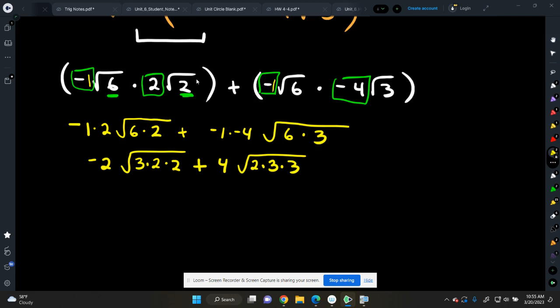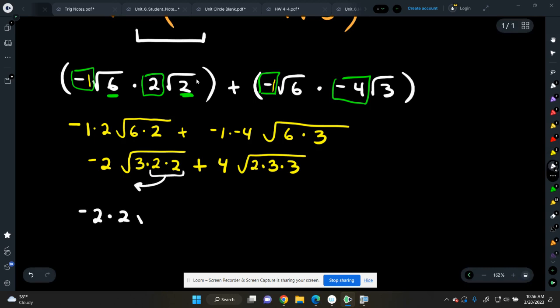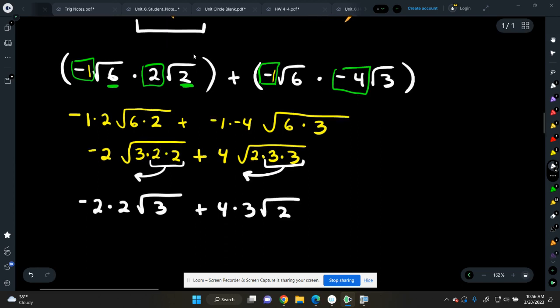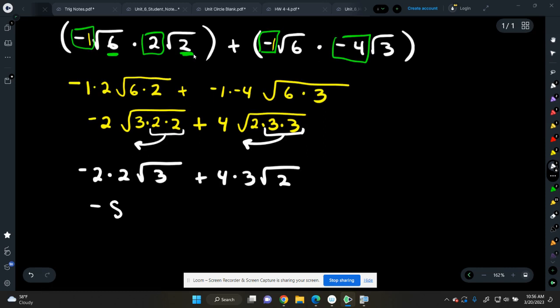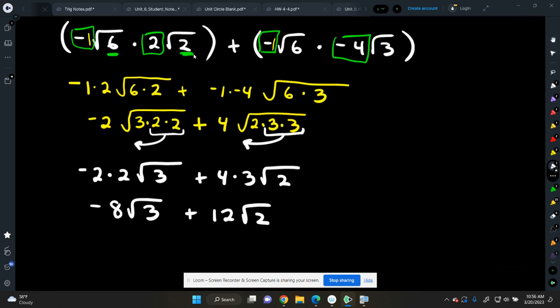All right, so what happens now? Bring the pairs out. 2's are going to come out. So I have negative 2 times 2, square root of 3 left inside. And then here we'll take our 3's out. So I have 4 times 3, and the 2 is left inside. So we have negative 8 root 3 plus 12 root 2. And we're done. I'm sorry, 4. Thank you. Sorry about that.